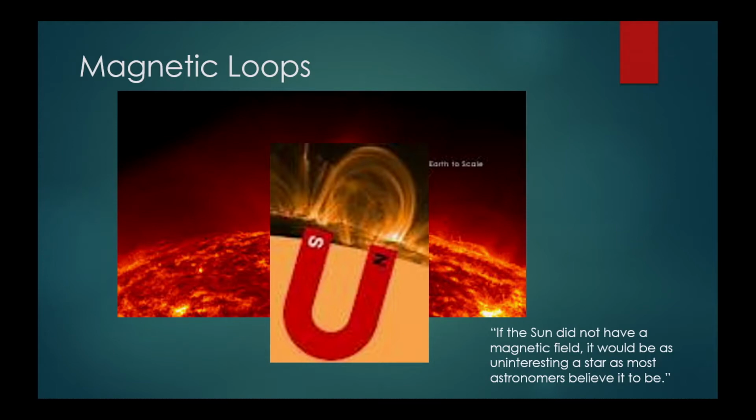We can't attribute it to any one person, but everybody knows it in solar physics, that if the sun did not have a magnetic field, it would be as dull and boring a star as most astronomers seem to think it is. The sun is interesting, A, because it's 8 light minutes away as opposed to 4 or more light years away, so you can examine processes in more detail. But B, it has this magnetic field, which causes all these manifestations of solar activity.